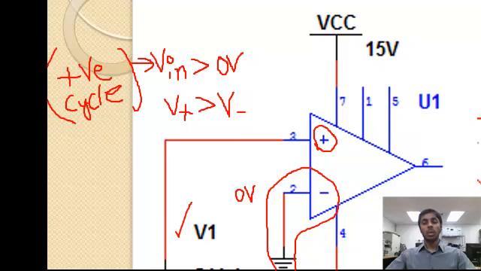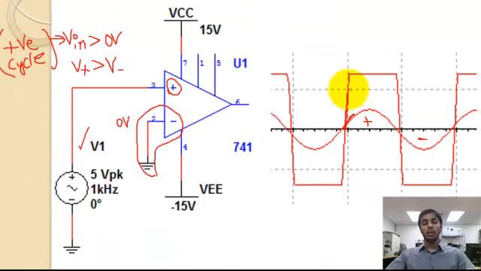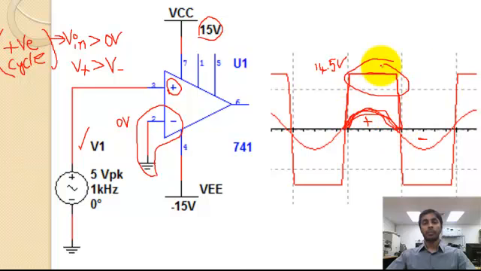So the output voltage is shown as a square wave. Remember, when V positive is greater than V negative, the output shoots towards the maximum saturation, V output maximum, or VCC. In this example it is 15 volts. The output voltage will be close to 15 volts, around 14.5, but not equal to 15 volts. So for this whole first positive half cycle, the output voltage is always 14.5.